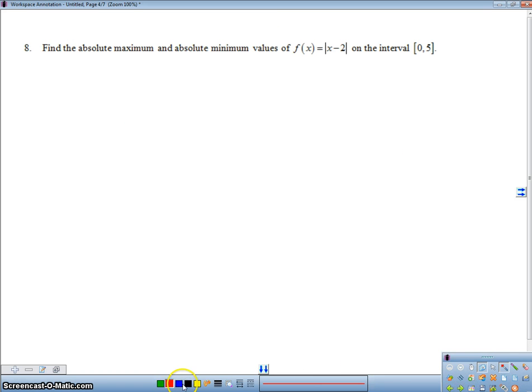Now let's try another one. Find the absolute maximum and absolute minimum values of this. This one we know is an absolute value function. Shift it over like this, and I believe this is going to land at 2. We got 3 here. So already by the picture, we know that our absolute maximum is going to be at 3, and our absolute minimum is going to be at y equals 0.